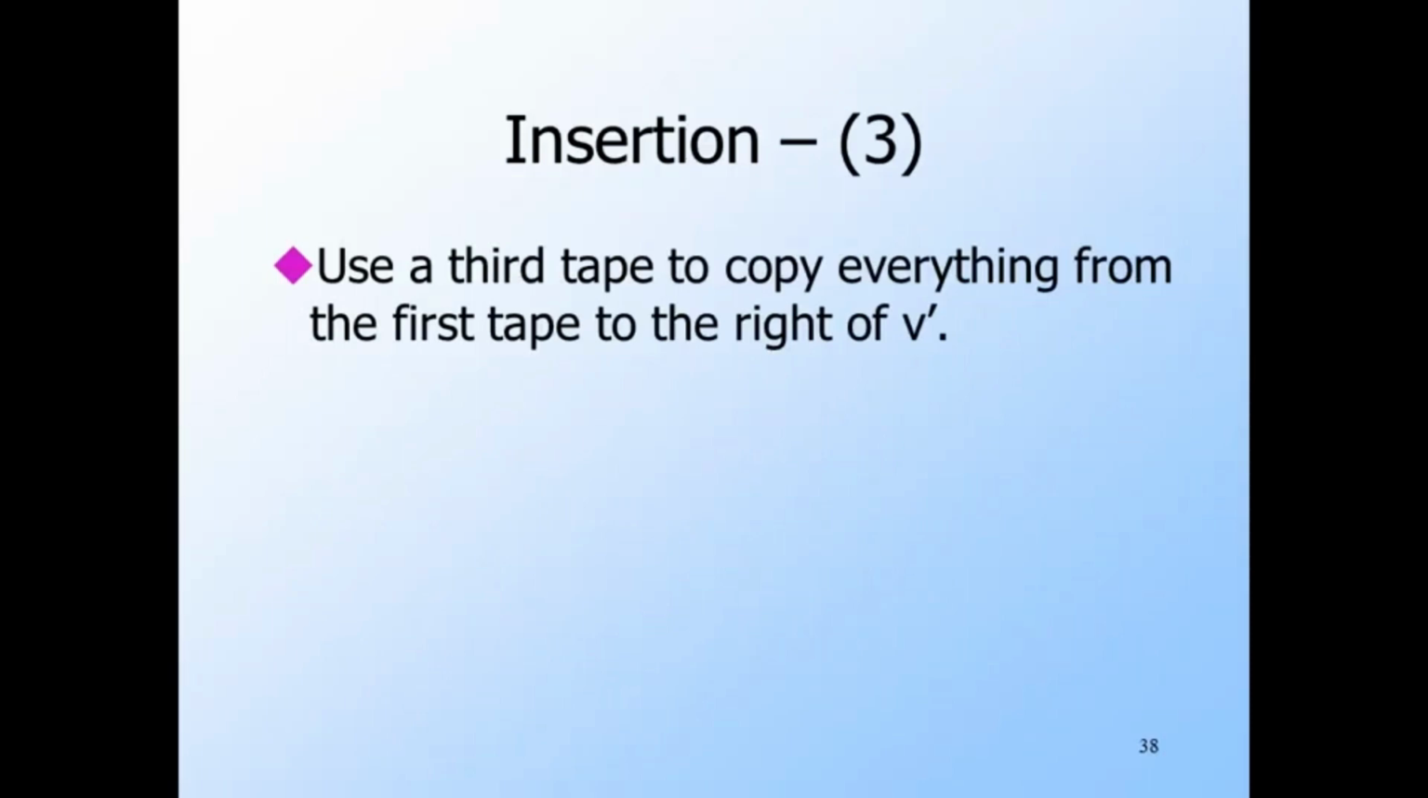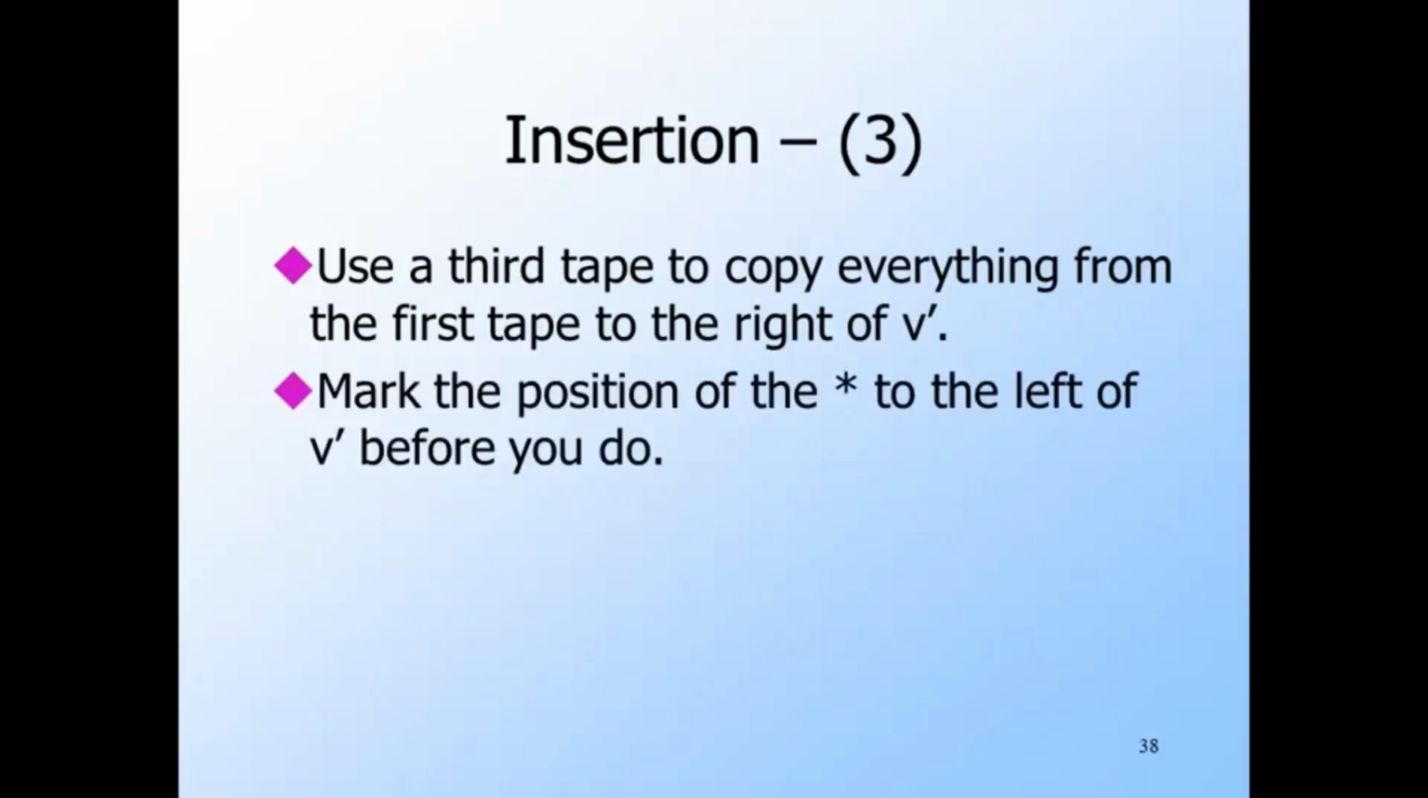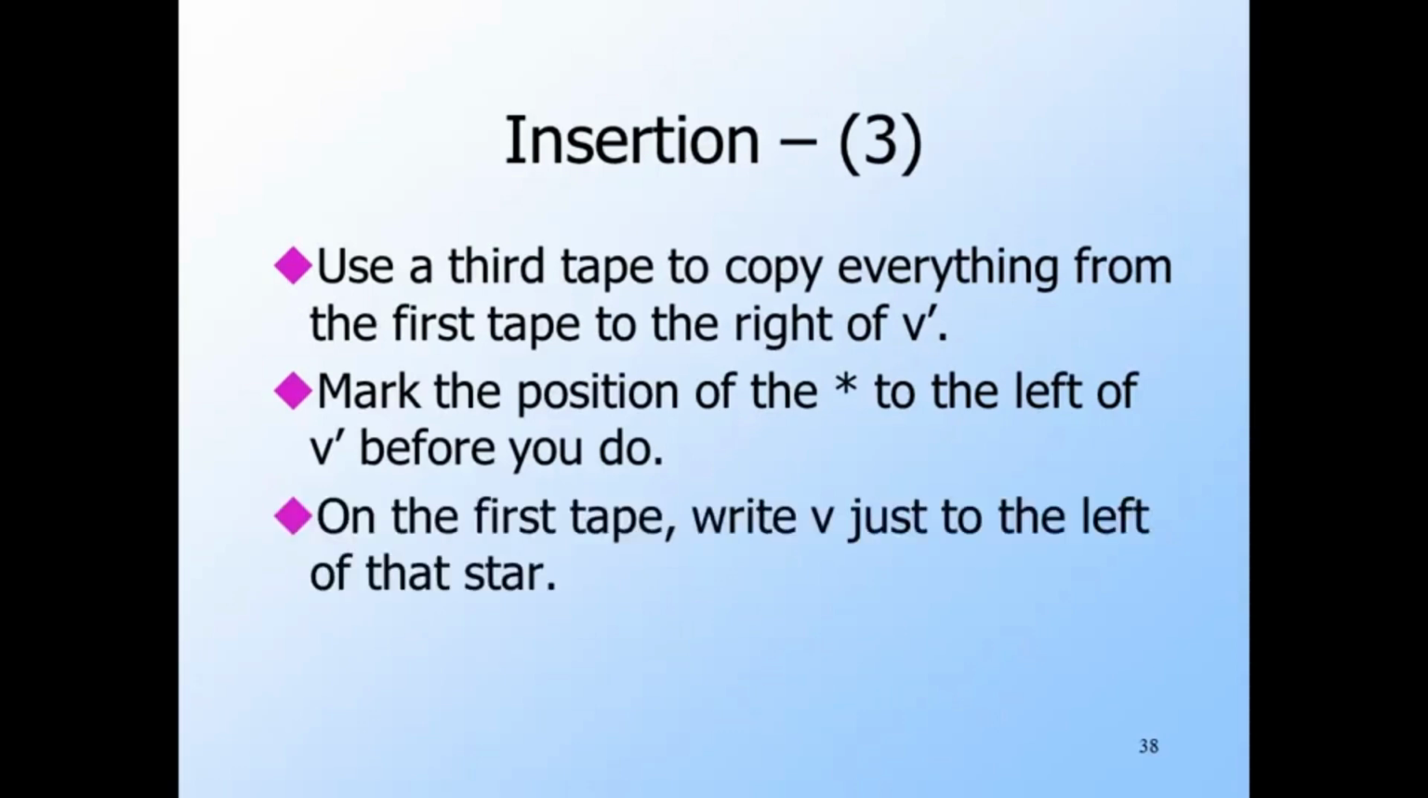We use a third tape and we copy the entire portion of the first tape that is to the right of v prime. But make sure to mark the position on the first tape that holds the star to the left of the v prime. Remember, this tape has a second track for marks. Now, write v on the first tape where v prime was. It's okay to overwrite any squares to the right of where v prime was.